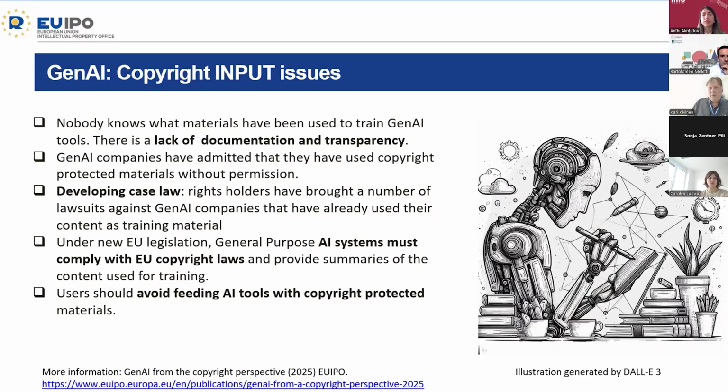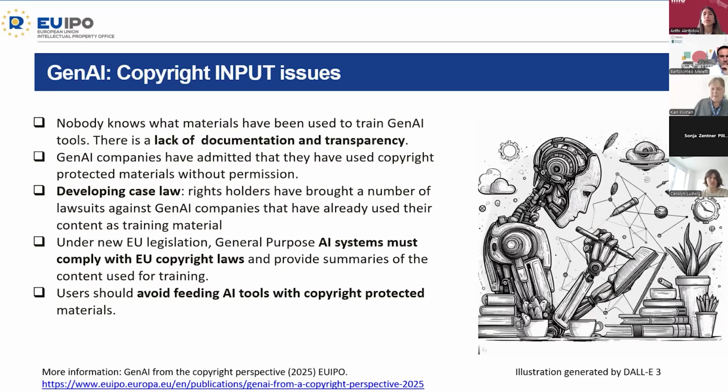Under the new EU legislation, AI systems must comply with EU copyright laws, and they are entering into force, for example, the AI Act completely next year, in the summer. And the companies should provide summaries of the content used, but it's not yet clear how this is going to be made. And for teachers, this is something we should avoid: feeding AI tools with copyright-protected materials.